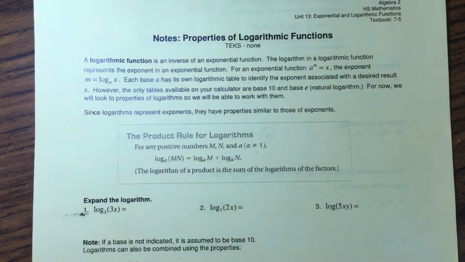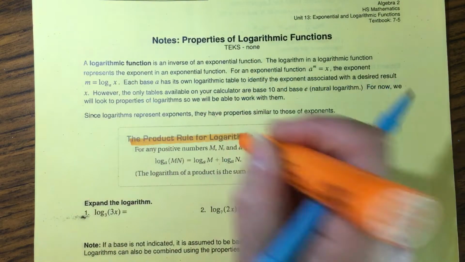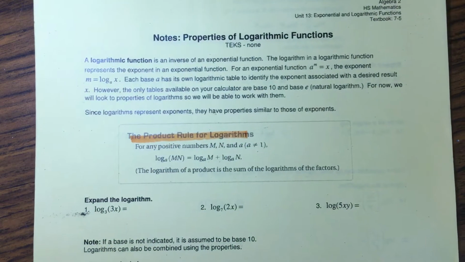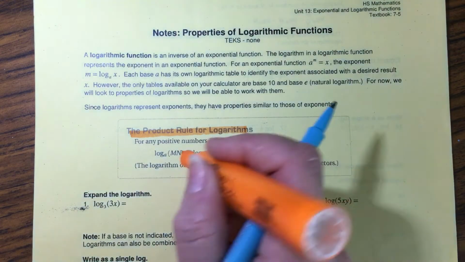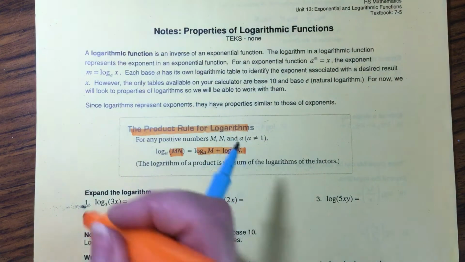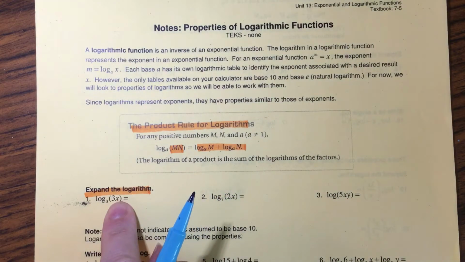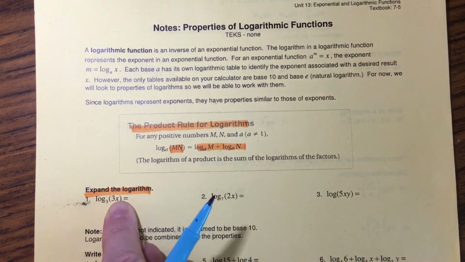We actually have three rules that we're going to talk about. We have the product rule, which says that if we are multiplying something that we're taking the log of, we're going to end up adding those when we split it. Because what we want to do is take them apart and put them back together. If it says expand, that's what it means. It means that whatever is after your log and your base, whatever's in parentheses, you're going to be splitting that.